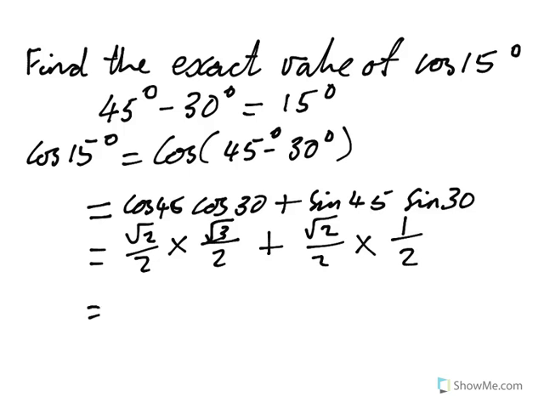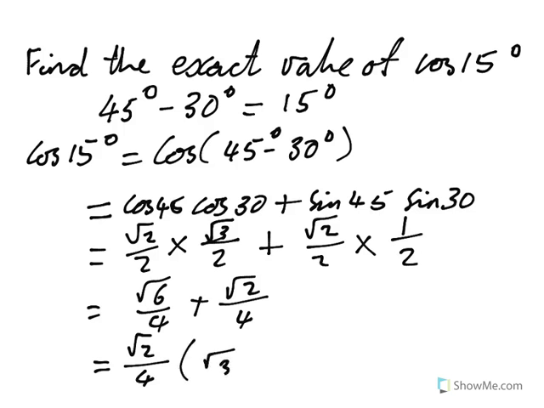Alright, so then we get root 6 on 4 plus root 2 on 4. And what we can take out here is a common factor of root 2 on 4, and we have root 3 plus 1 as our final answer. So by using those two angles, we've got an exact value for 15 degrees using the exact values of things we know.